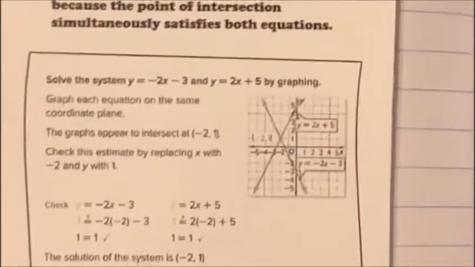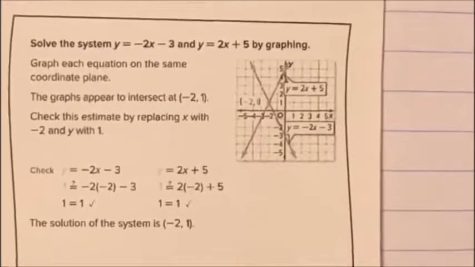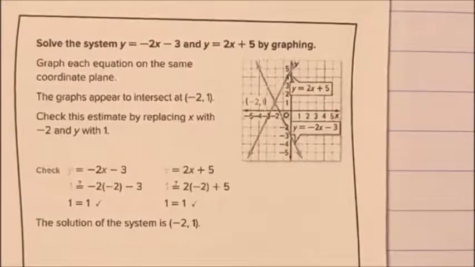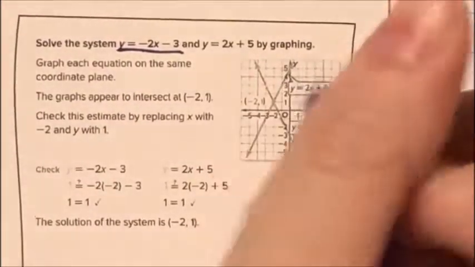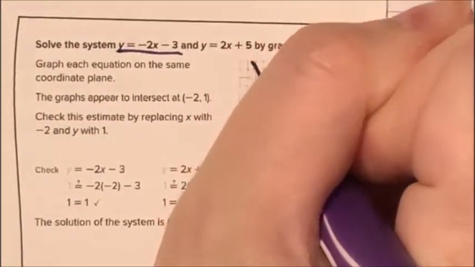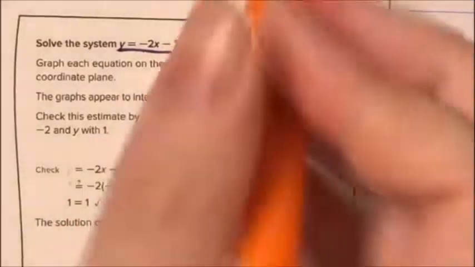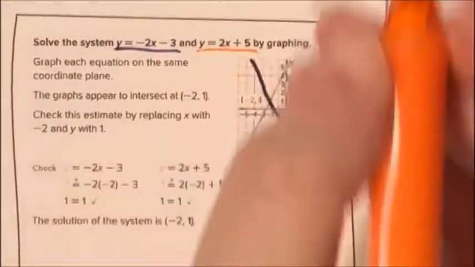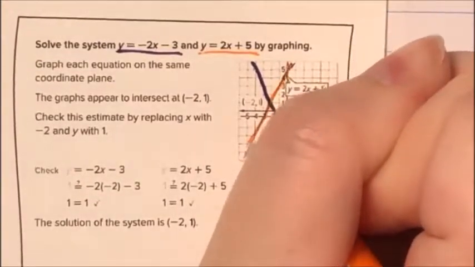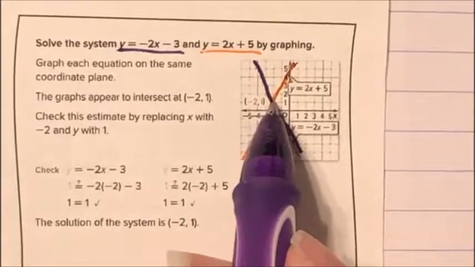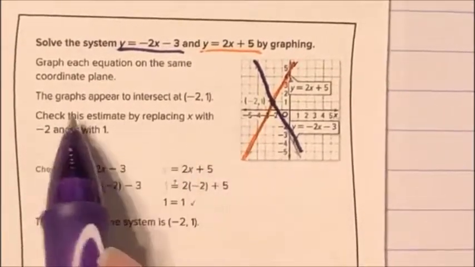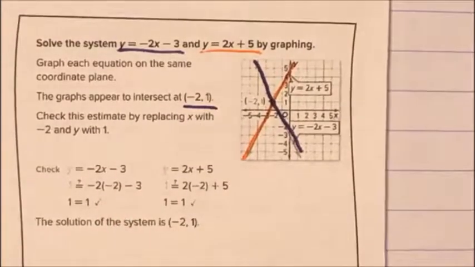The first example says, solve the system y equals negative 2x minus 3 and y equals 2x plus 5 by graphing. So I graph each equation. Here's y equals negative 2x minus 3. It's right here. And y equals 2x plus 5. The point where they intersect, right here, is going to be my solution. So the graphs intersect at negative 2, 1.